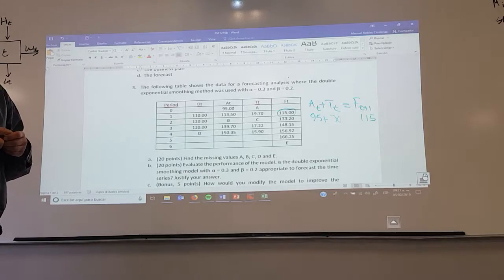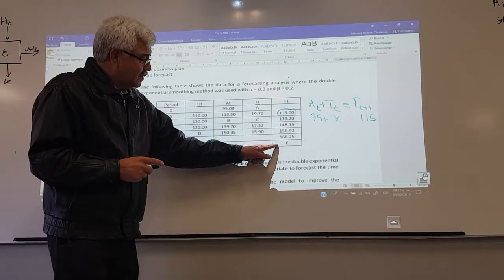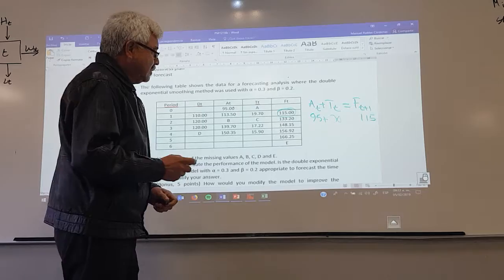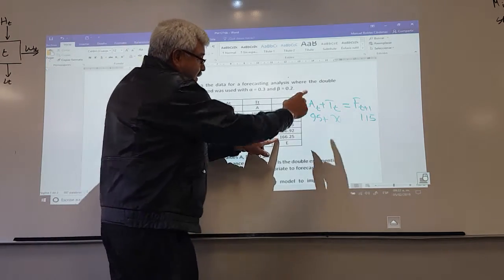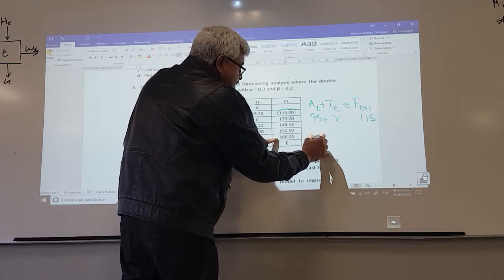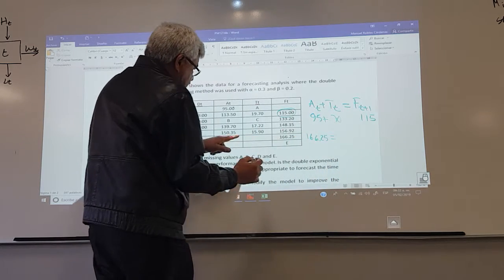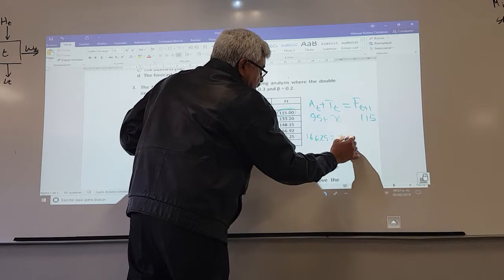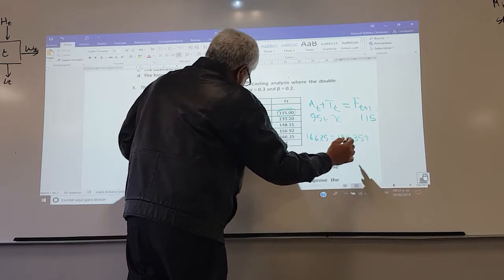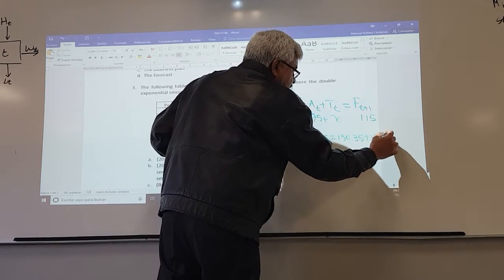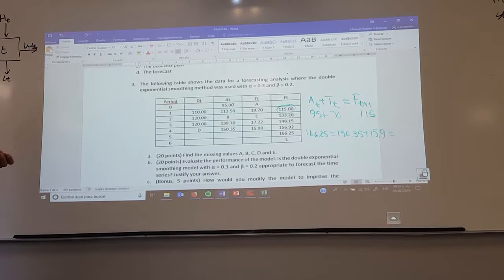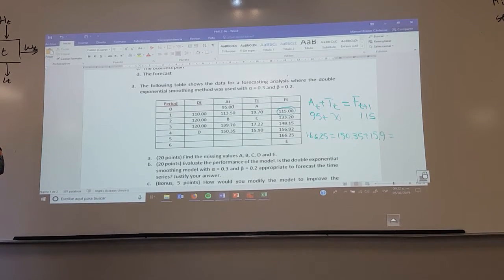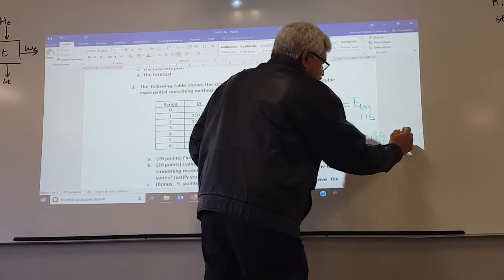Okay. Let me answer another easy one. The last one. This one. This forecast is like this, right? 166.25 is equal to 150.35 plus 15.9. Can you check this? Can you verify that? I'm using the same formula, right? Is it right? So, check.